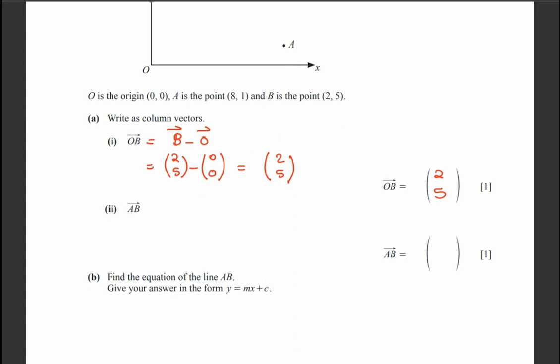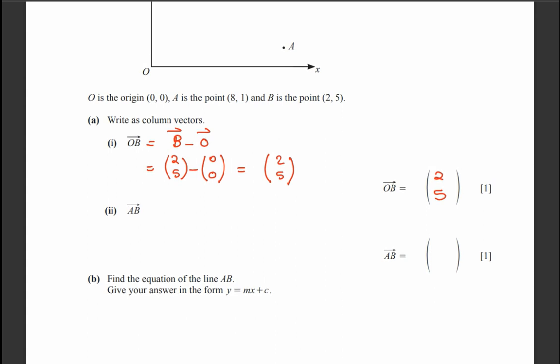Then AB will be vector B minus vector A, the end minus the start. So vector B, which is (2, 5), minus vector A, (8, 1). So 2 minus 8 and 5 minus 1. So 2 minus 8 equals negative 6 and 5 minus 1 equals 4.